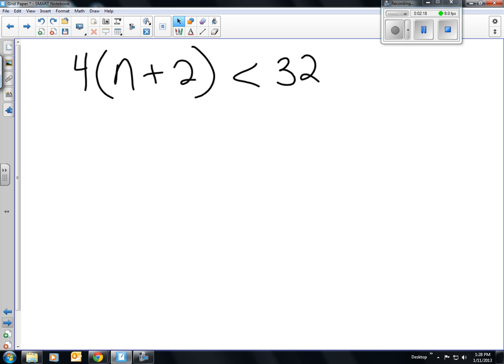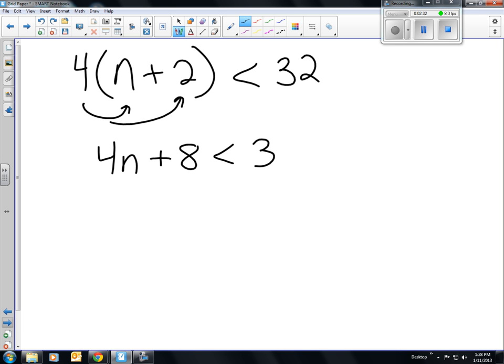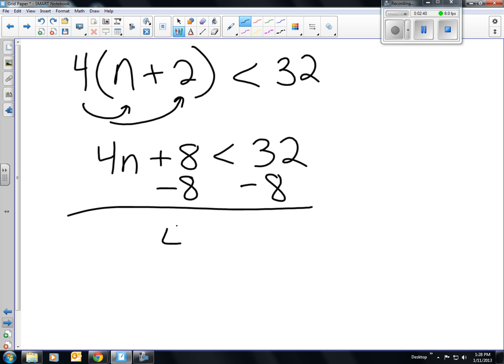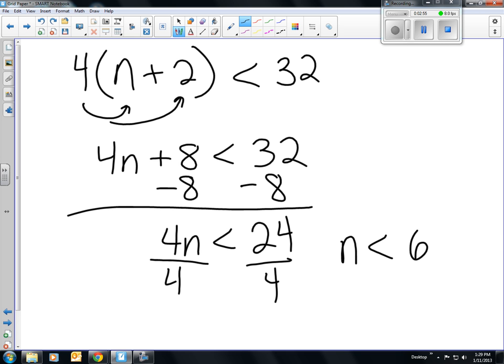And so that would be the graph for this solution here. And let's look at another one. We have 4 times the quantity n plus 2 is less than 32. Here you could use the distributive property to start with and say that 4 times n plus 8 is less than 32. And then once you use the distributive property, you can go ahead and subtract 8 from both sides, and you'll be left with 4n is less than 32 minus 8, which is 24. And then you want to divide by 4 on both sides, so that n is less than 6.